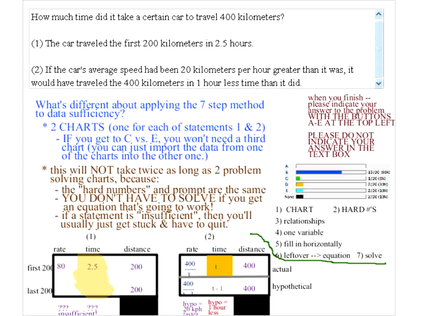So your equation is going to be 20 kilometers faster. So your equation is going to be that 400 over t minus 1 is 400 over t plus 20. So where the numbers will pop up in a second. 400 over t minus 1 is 400 over t plus 20.